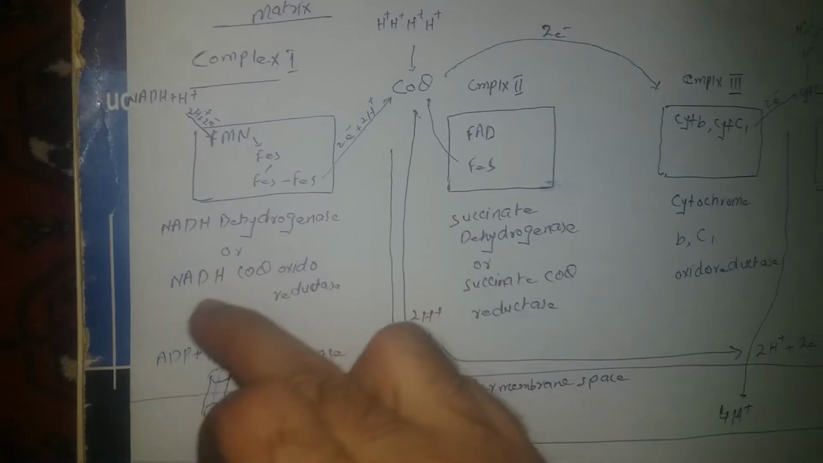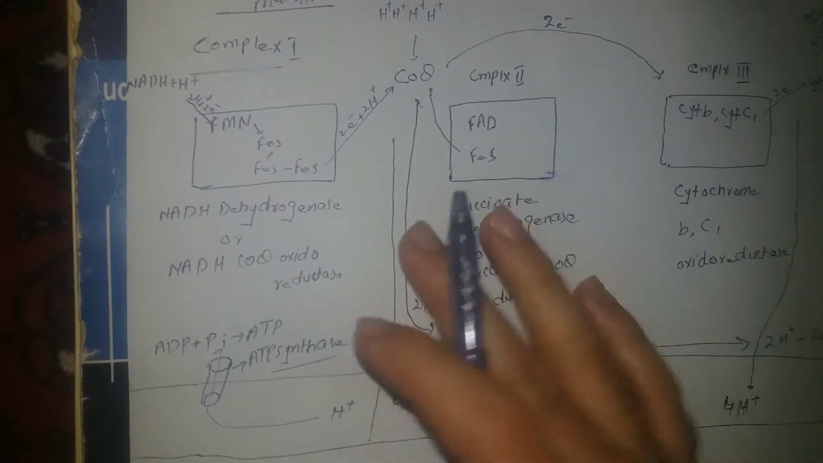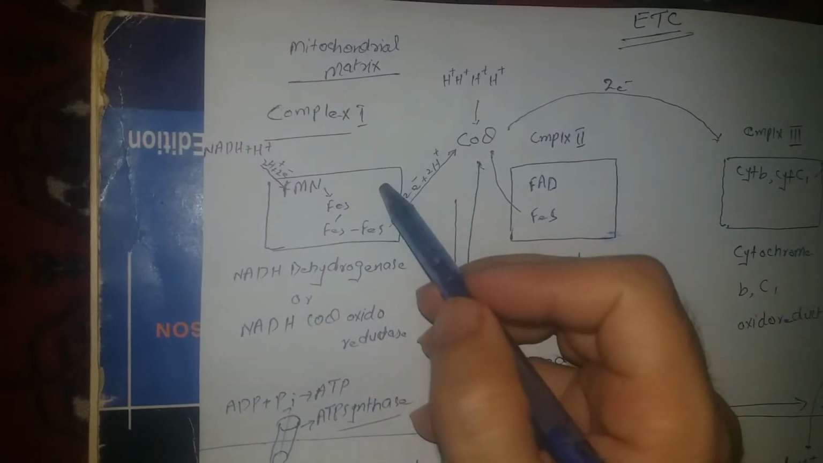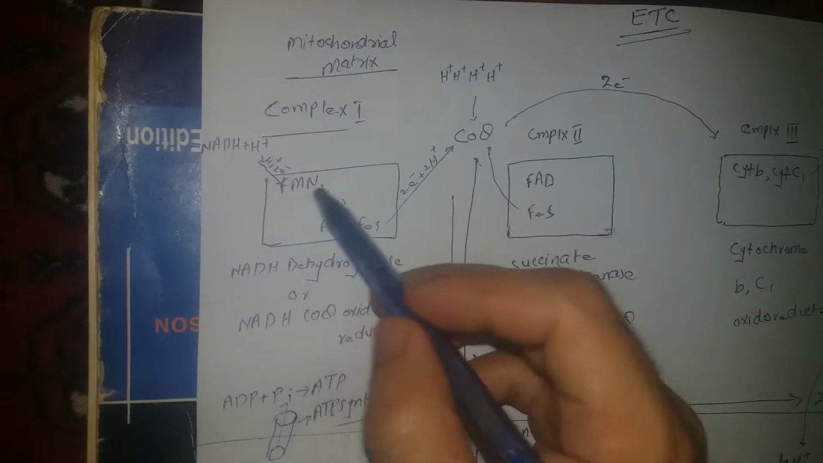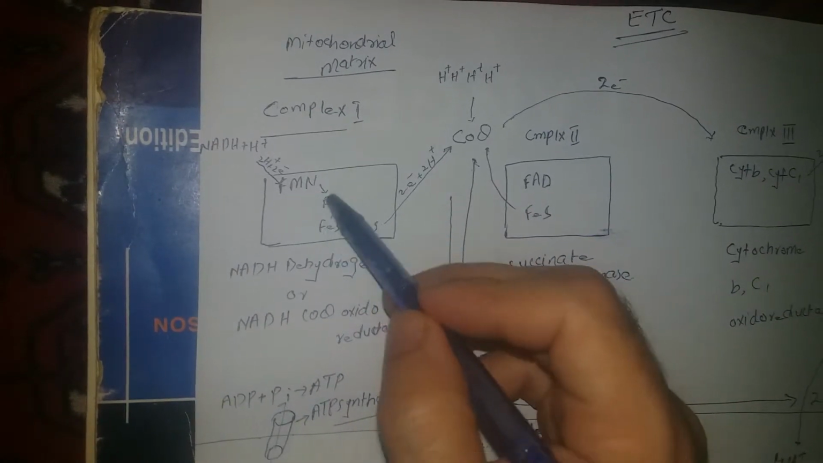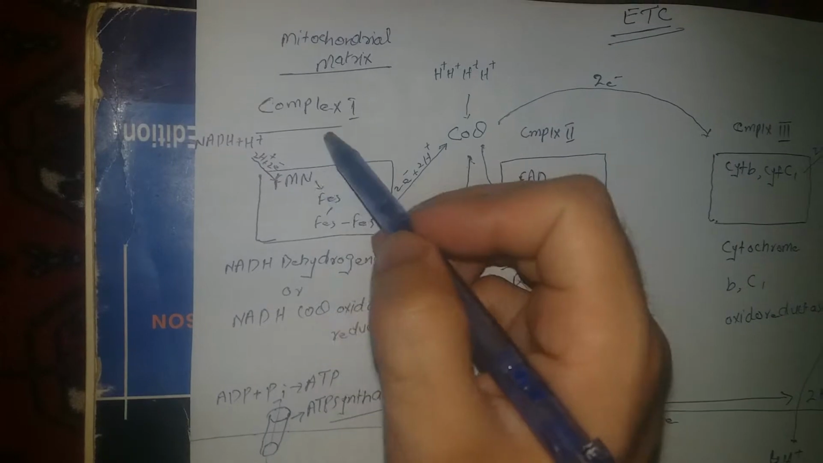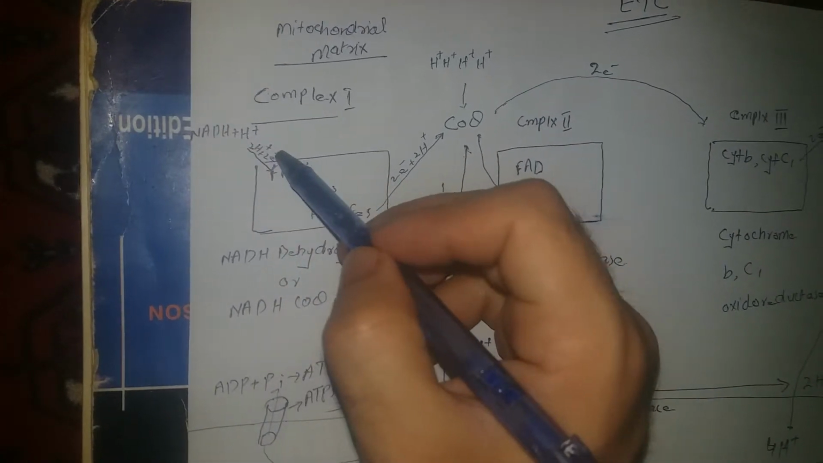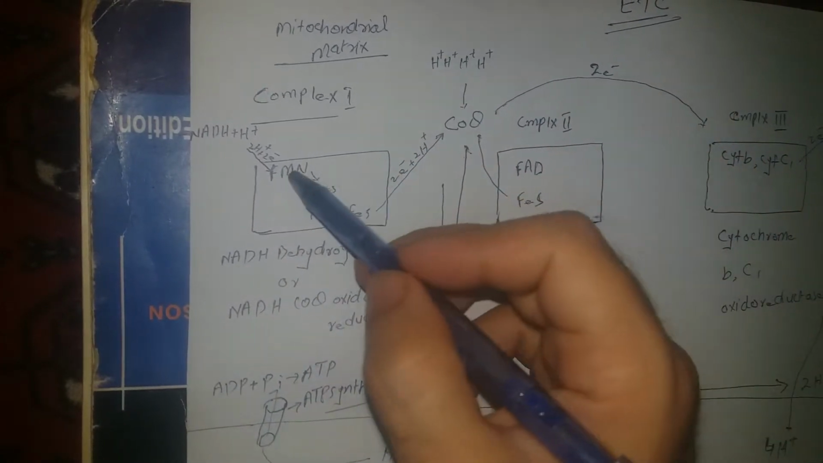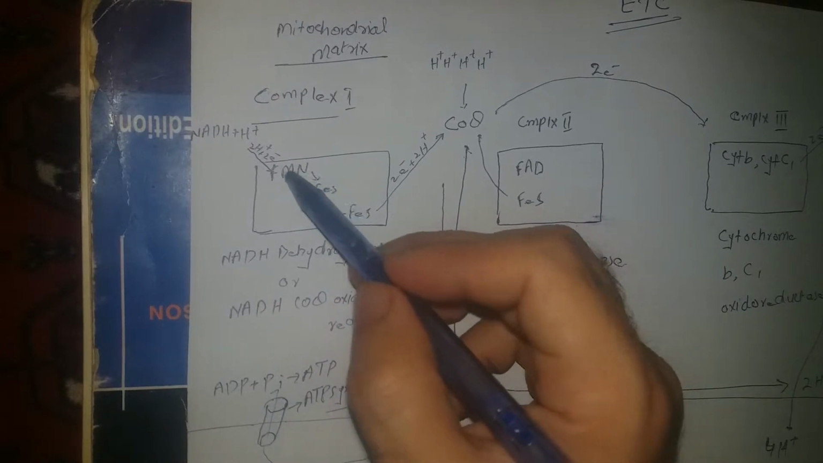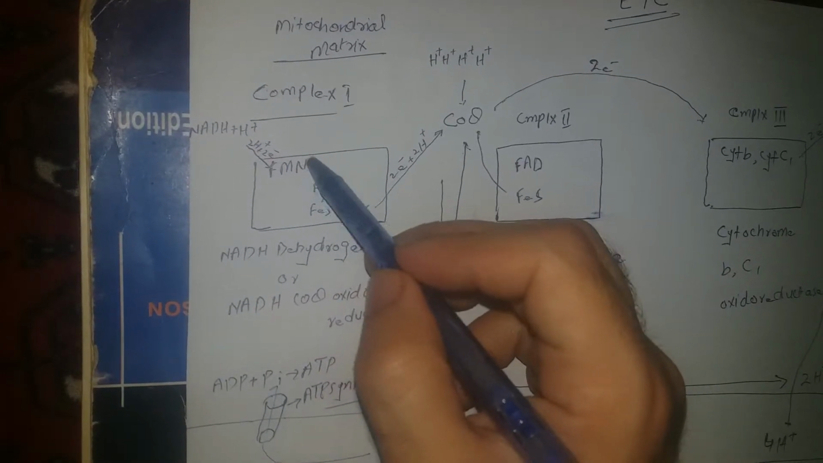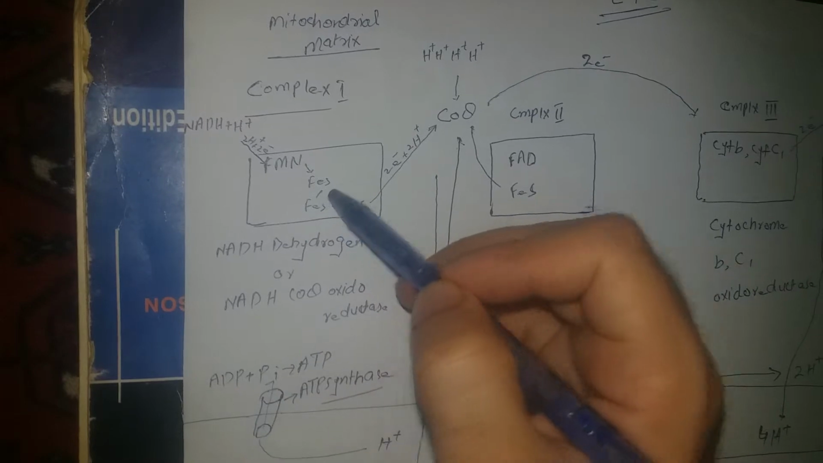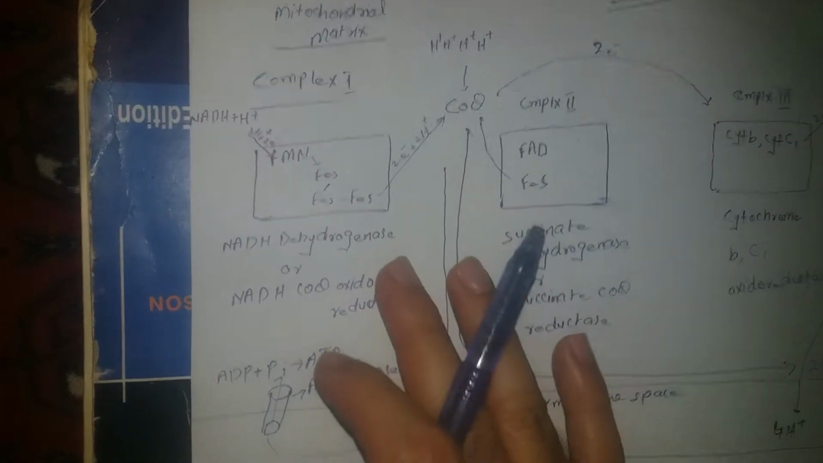So complex 1 is also called NADH dehydrogenase or NADH coenzyme Q oxidoreductase. What is the function of this complex? This complex consists of FMN and iron sulfur centers, many iron sulfur centers. This complex will get two protons and two electrons from NADH. These electrons will flow from complex 1, first to FMN, then to the iron sulfur center. From there they will enter into coenzyme Q.